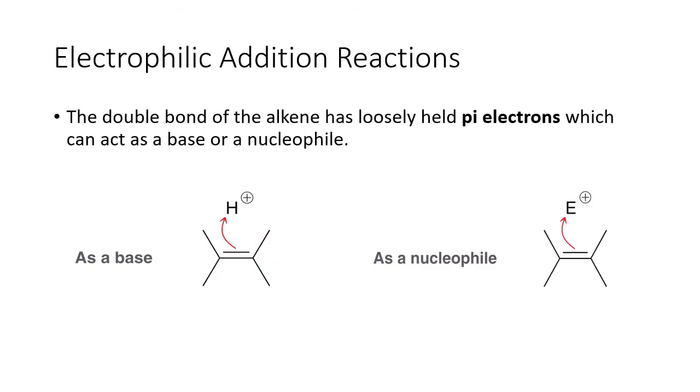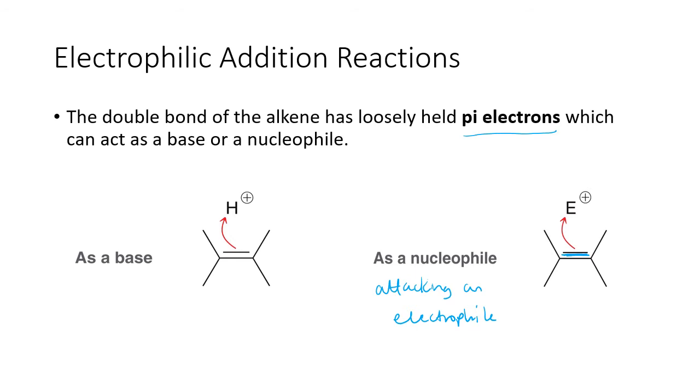And just to point out a little terminology thing that you might see, an alkene, the pi electrons of that alkene, when they act as a nucleophile, that means that they are attacking an electrophile. So those pi electrons right here, those loosely held pi electrons above and below the sigma bond, the internuclear axis, if they attack an electrophile or something that is electron deficient, then they are functioning as a nucleophile.